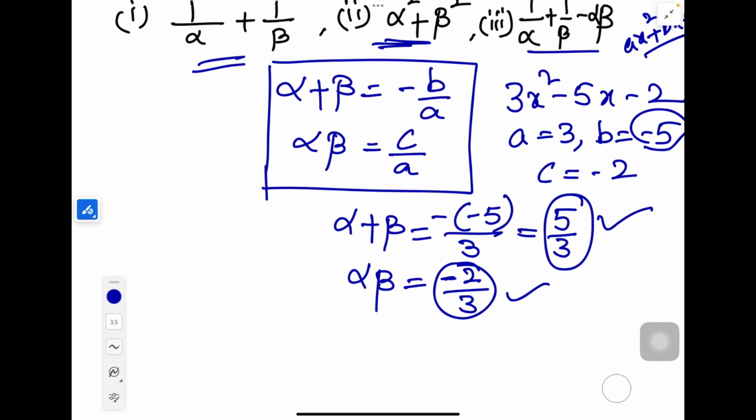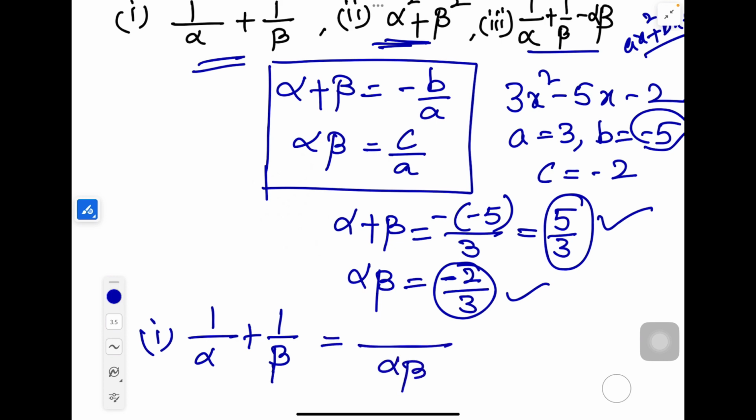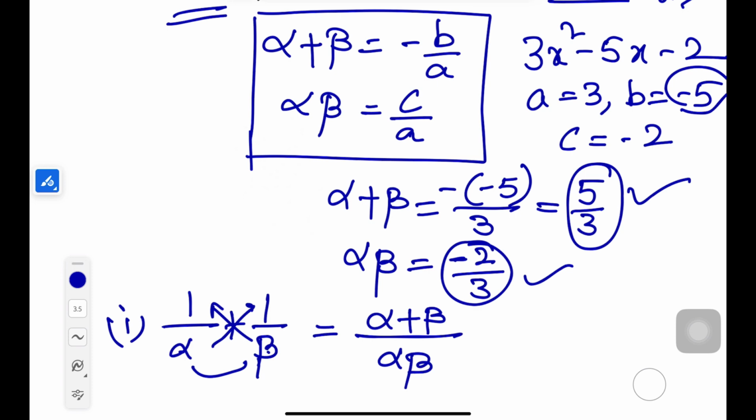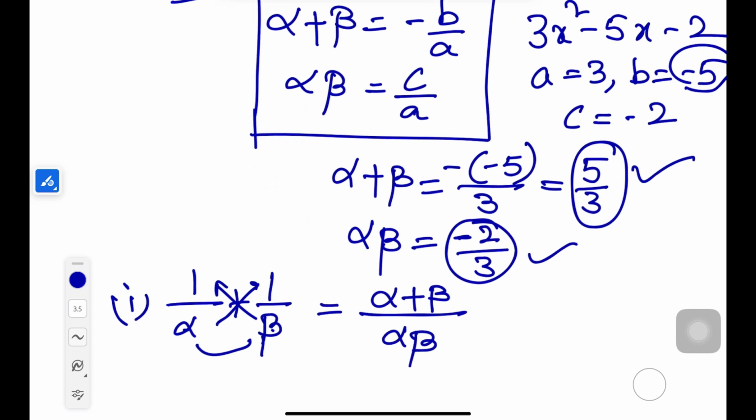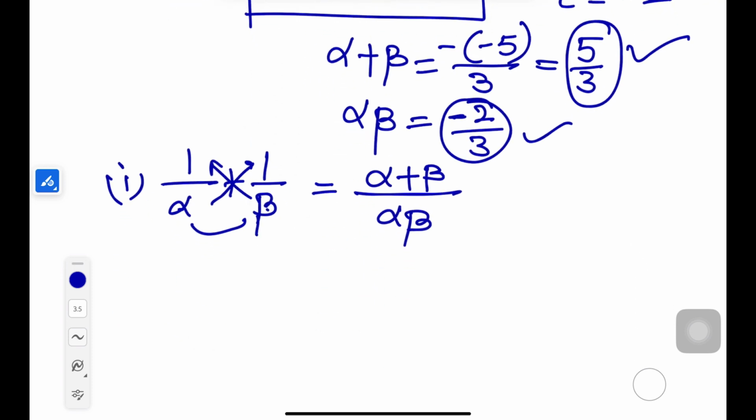Now let us proceed to the first bit. First bit they have asked, 1 by alpha plus 1 by beta is how much? So first take the LCM. What is the LCM here? Alpha beta is the LCM. When the product becomes the LCM, then go with cross multiplication. So here we will be getting beta plus alpha. Beta plus alpha can also be written as alpha plus beta because addition is commutative. So alpha plus beta we can write.